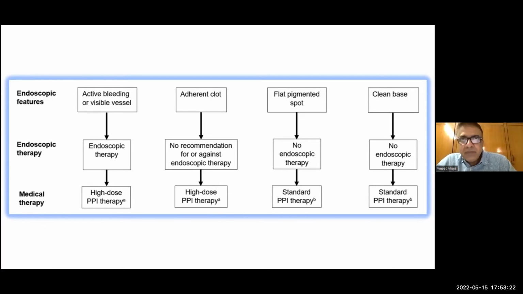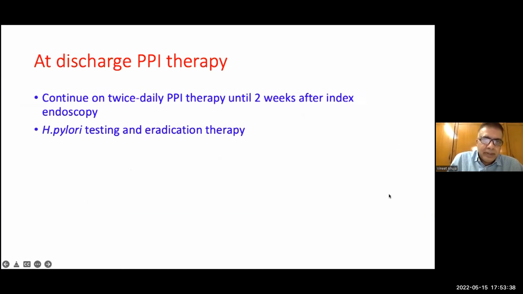It's only in Forrest class 2C or 3, where we talked about a clean base or a flat pigmented spot, where we said that the chances of rebleed are low, where you do not need to do any endoscopic therapy, and you can send the patient home on oral therapy. There you would like to give standard PPI therapy.